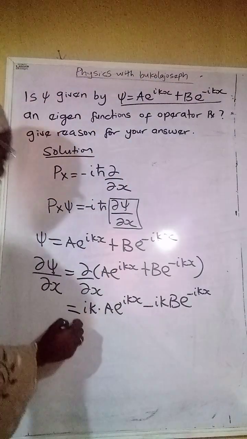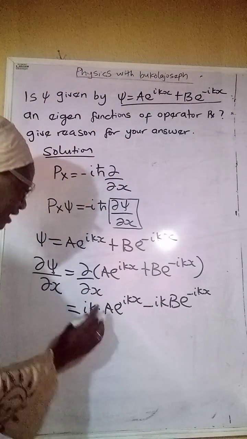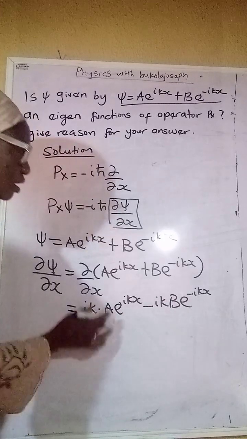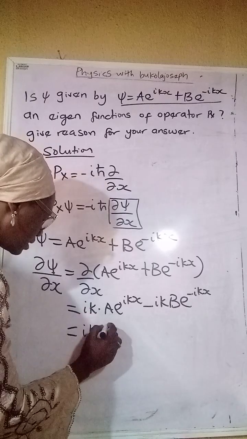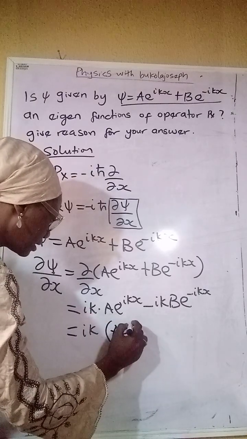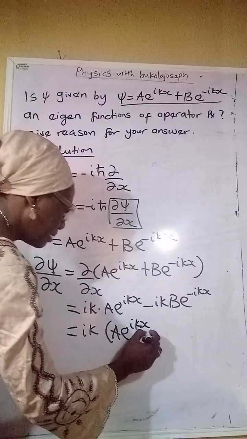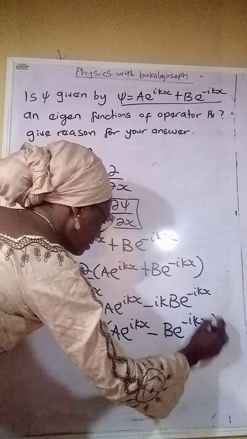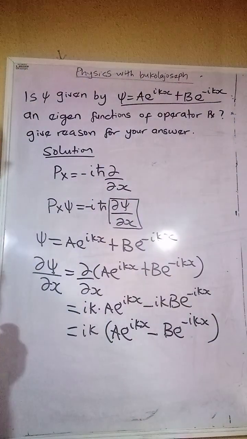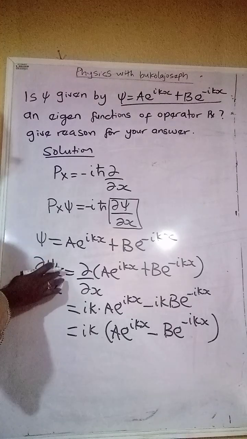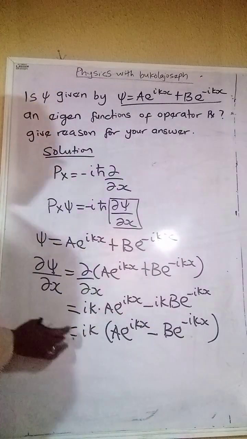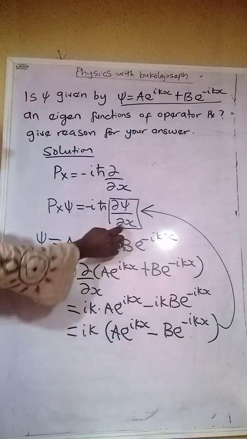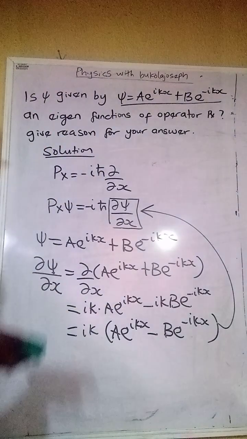Let's further simplify. ik is common to both momentum states, so we factor out ik and have ik times A exponential ikx minus B exponential minus ikx. So it means d psi dx is equal to this. So we are going to be substituting this into this.